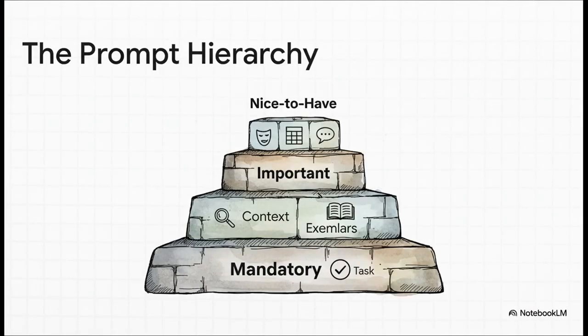This hierarchy right here is key. At the very foundation, you've got the task. That's mandatory. Can't skip it. Without it, the AI has no idea what you want it to do. Then, moving up, you have context and exemplars, or examples. These are super important for getting a quality result. And then, at the very top, you've got the nice-to-haves: persona, format, and tone. These are what add that final layer of professional polish.